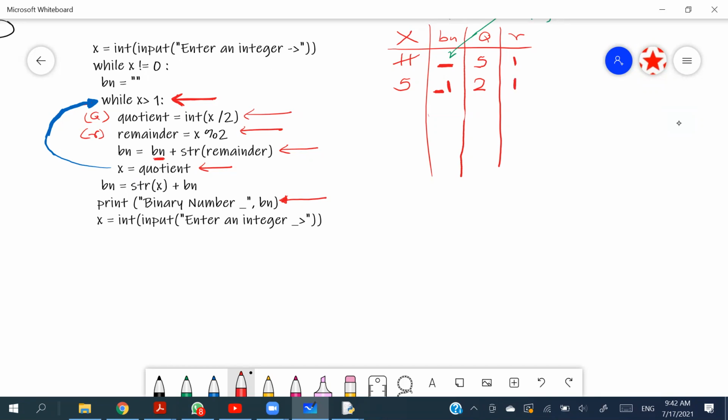Right? So then it says bn equals bn plus str remainder. So far the bn is underscore 1. So we are asking to add the remainder, which means 1, to the right hand side of the bn. So it will modify, the empty space will be here. Empty space 1 is the one which was there already and it is getting another one. Right? So we have given 11 as the x.